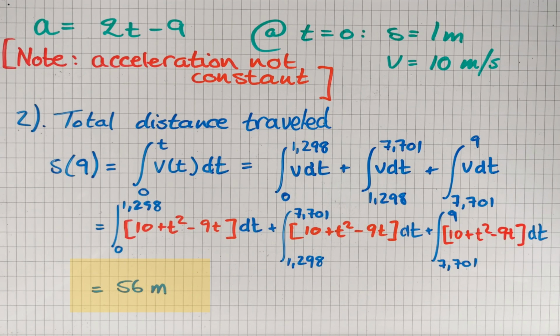Note that this is not the displacement. The displacement is the final position minus the initial position. So the displacement does not take into account the path that it has traveled. This is the total distance that it has traveled.